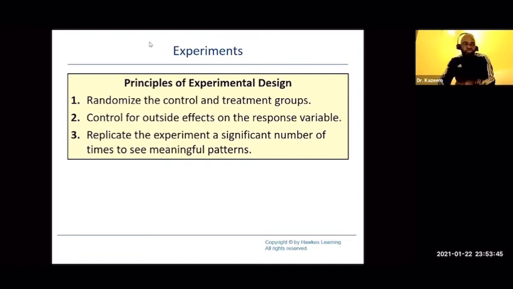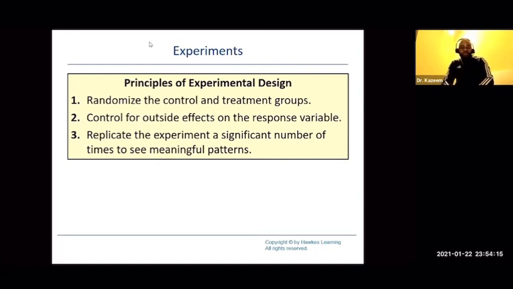Number two, control for outside effects on the response variable. This actually controls for outside effects, because one of the disadvantages of an observational study is that it could be affected by outside effects. And lastly, replication. We replicate in experimental design to have a measure of experimental error.